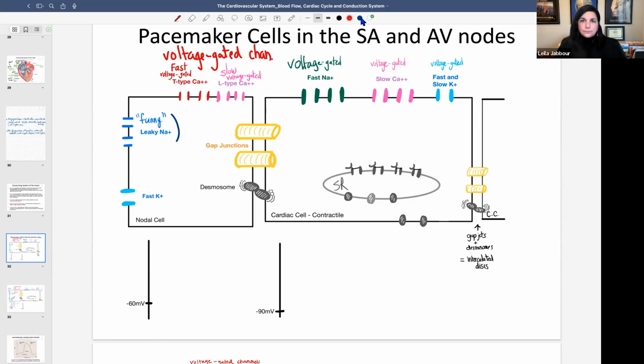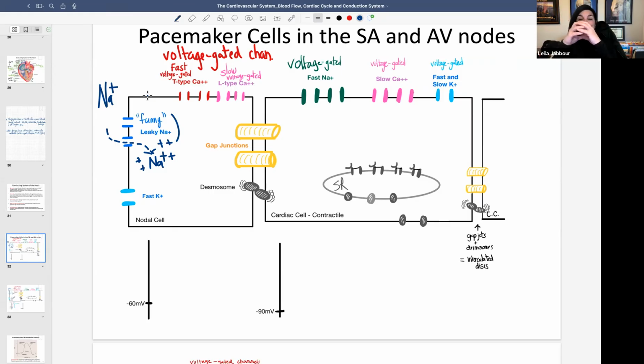So these funny leaky sodium channels allow for the leakage of sodium ions. Sodium ions are going to be trickling in, because, as you know from the sodium potassium pump, which I did not draw here, sodium ions are in higher concentration outside of the cell than inside of the cell. More sodium ions outside of the cell, always. And the opposite is the case for potassium ions.